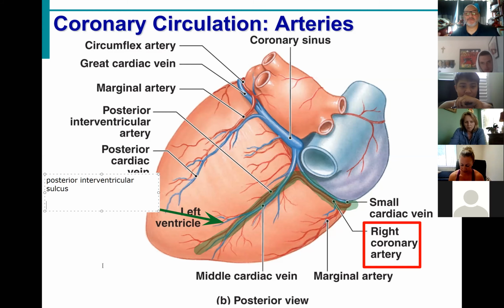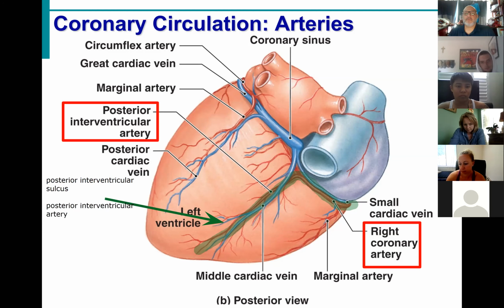Posterior interventricular artery. Perfect. It becomes the posterior interventricular artery. Excellent. So notice our right coronary artery, very, very different path from our left coronary artery. It wraps all the way around the right side of the heart. Notice again on that lateral edge, it helps to form branches off the marginal artery, comes onto the back and down the center of the back of the heart in that posterior interventricular sulcus, forming the posterior interventricular artery.